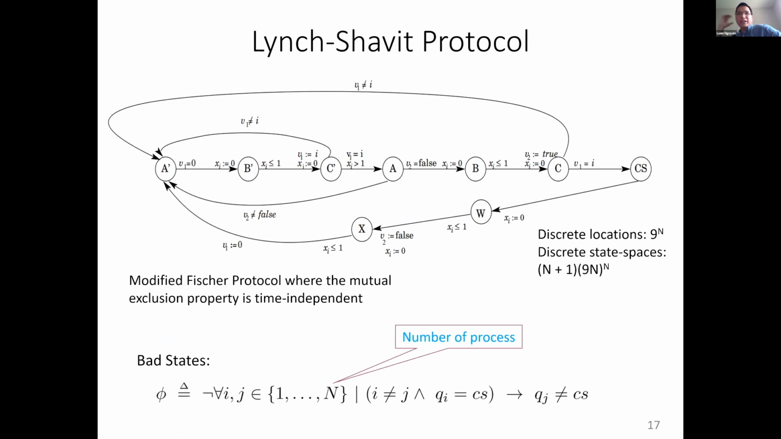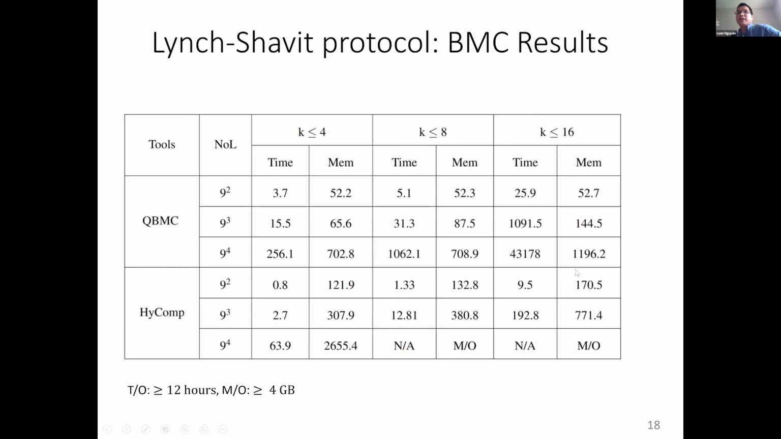So we also tried a larger protocol, the link service protocol, where the number of locations increases from 4 to 9. Actually, the link service protocol is one of the modifications of the Fisher protocol from before, where the property is time independent and with a higher degree of locations. And similarly, we perform the comparison between our approach and HiCom. Unfortunately, Reach cannot deal with the link service protocol, so we don't include the comparison with Reach right here. But for the larger protocol, we see a similar result, right?